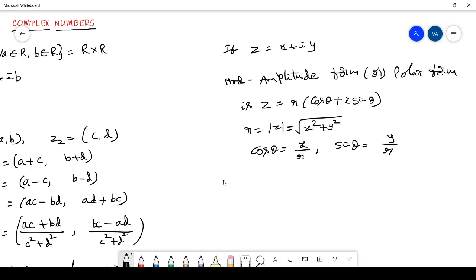Next, arg z or amp z is tan inverse y by x.